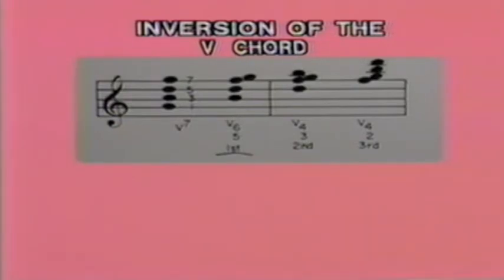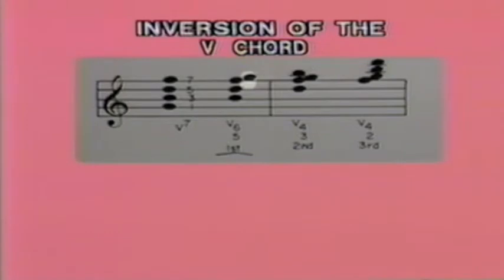Now we're going to do the same thing with the 5 chord that we did with the 4 chord. We're going to invert the root position chord. Instead of G, B, D, F, we have a first inversion chord of B, D, F, G. First inversion is noted by the 6-5 by the 5.